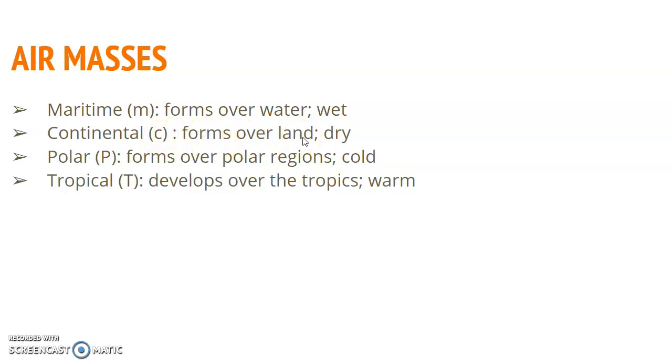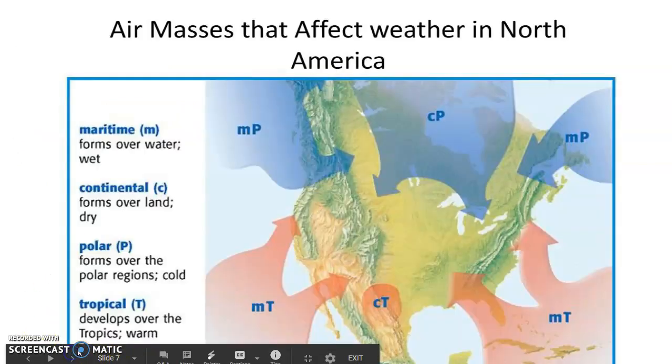If it's polar, now since polar and tropical have to do with temperature, they are denoted by an uppercase letter. So polar is P and tropical is uppercase T. Now, polar means it is formed over polar regions, literally what it says. This means that it's going to be cold. And tropical means that it was developed over tropical region or over the tropics, which means that it's going to be warm. Now, let's look at this picture right here. Now, this is an image that depicts the air masses that affect weather in the Northern America.